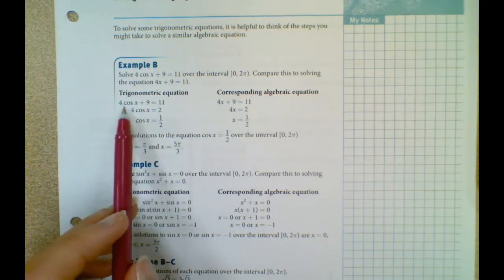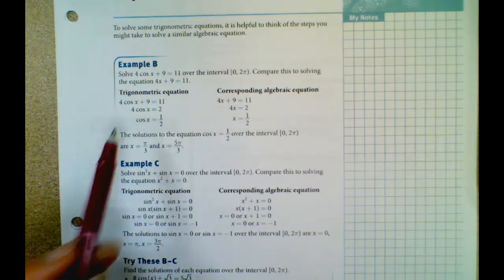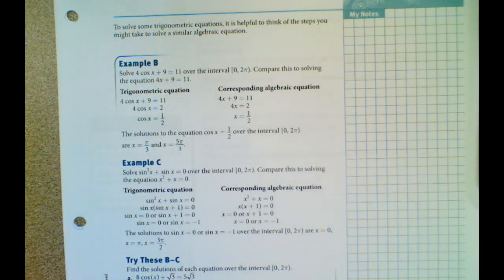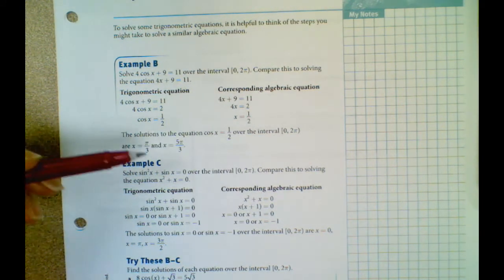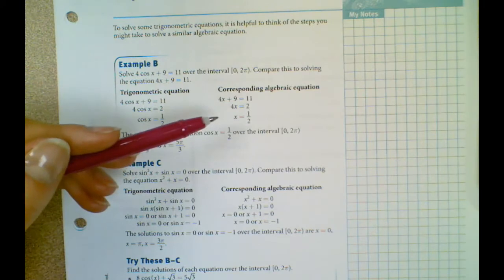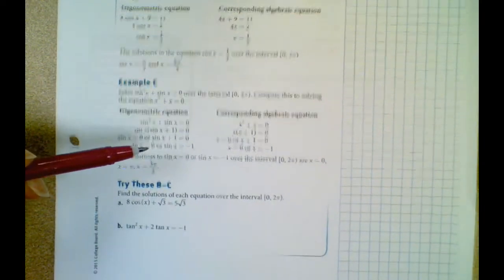I'm going to subtract 9, so I get 2, and then if I divide these both by 4, 2 over 4 is 1/2. And then you guys know what the cosine of x equals 1/2 is, all right? That's at pi over 3 and at 5 pi over 3. So think of it as just an algebraic equation. Now you just have a trig function word right there, okay?